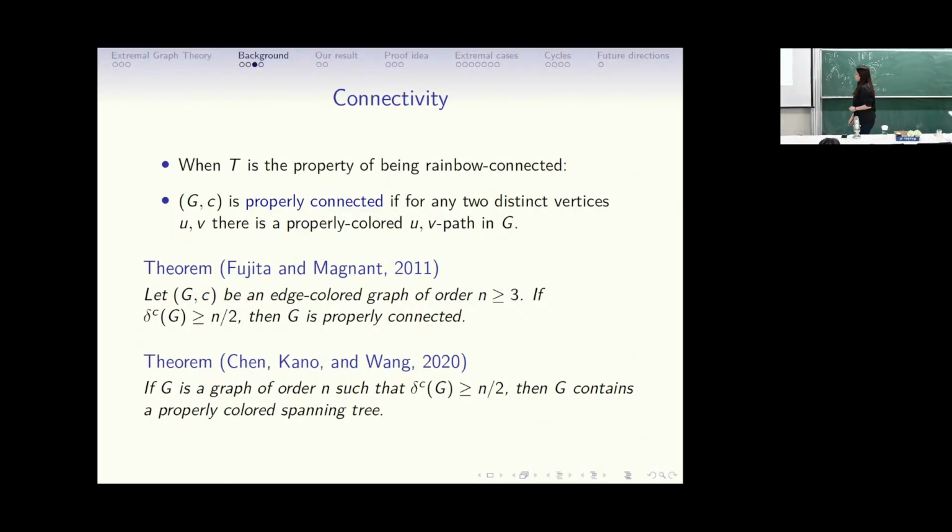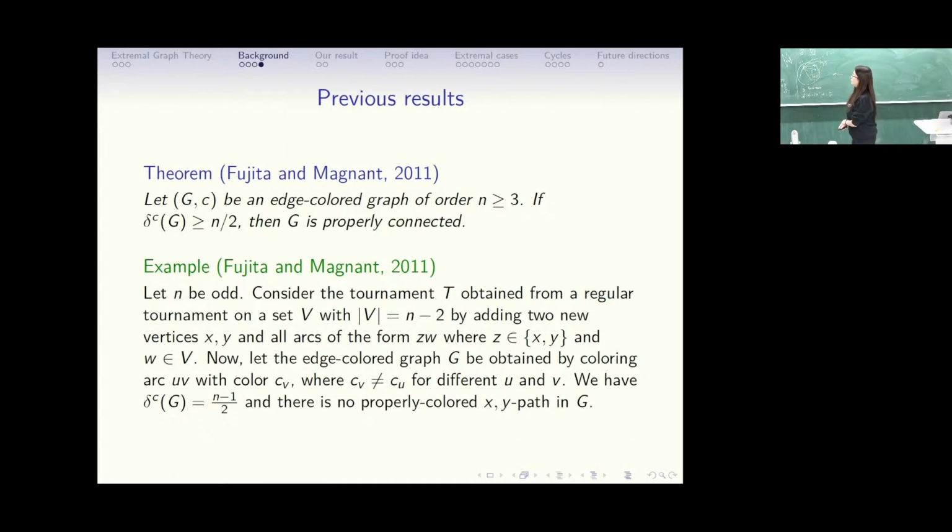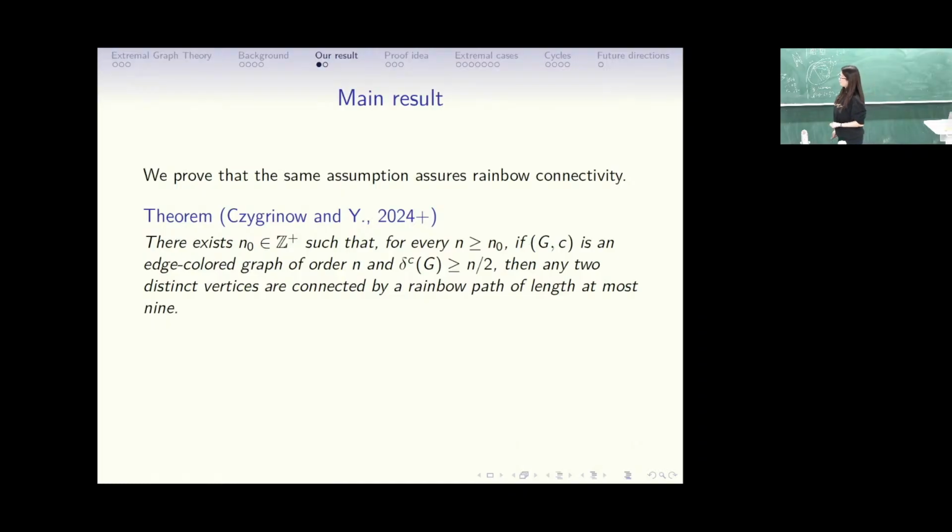And further, later on, Chen, Kanao, and Wang proved that with the same condition, the graph contains a properly colored spanning tree. Oh, sorry, this is a description of this example again, and I'm just going to skip this. And we proved that with the same assumption, we can show the graph is not only properly colored and connected, but also rainbow connected.